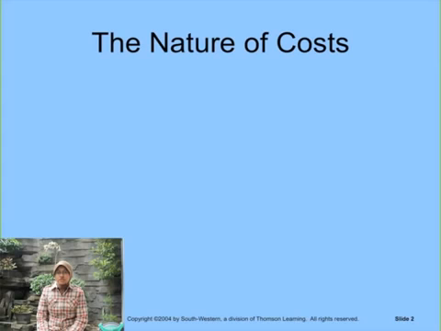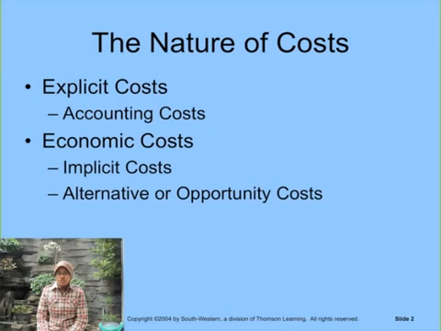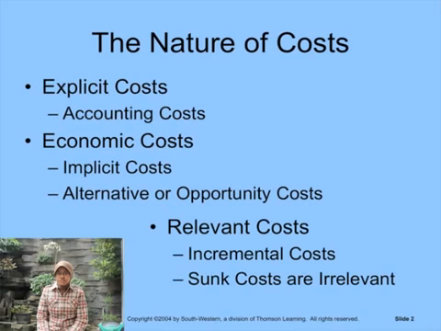There are three kinds of the nature of costs. First, explicit costs. It is the actual expenditures of the firm to hire, rent, or purchase the inputs it requires in production. For example, accounting cost. Second is economic cost. It is the firm's actual expenditures or explicit costs incurred for purchased or rented inputs. For example, implicit cost and alternative or opportunity cost.